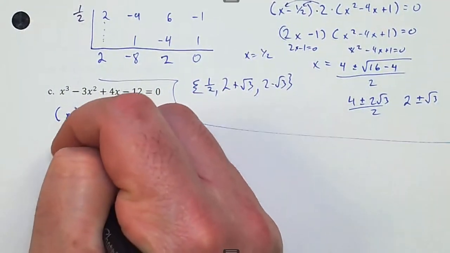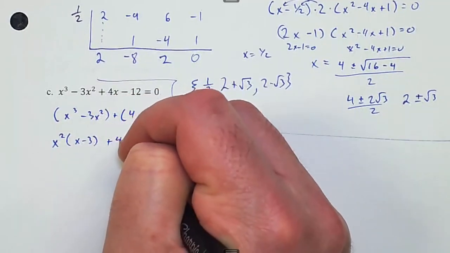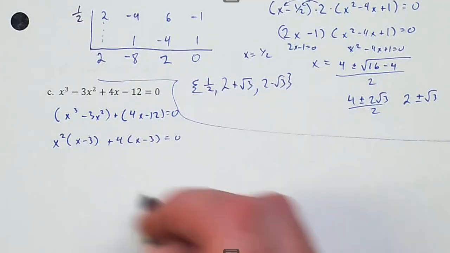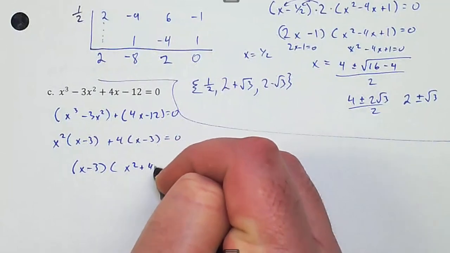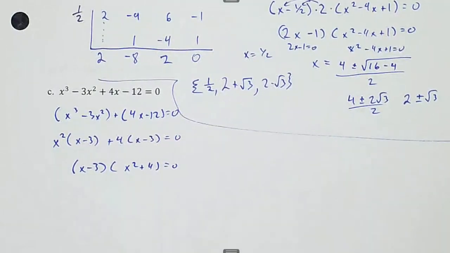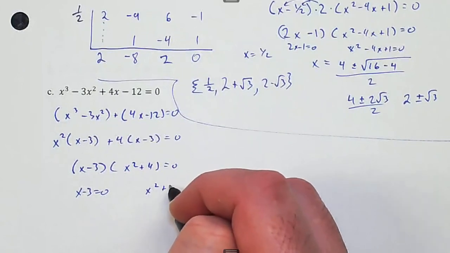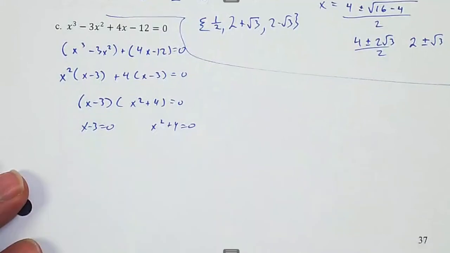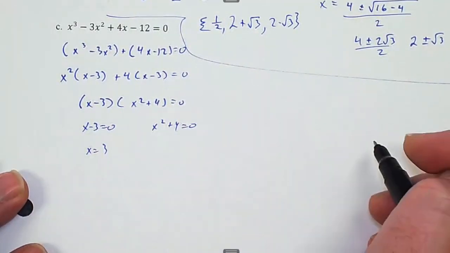All right, we'll factor out an x squared on the first group. And I'll factor out a 4 on the next group. Okay, and this gives me x minus 3 that's in common, and then x squared plus 4. I can set x minus 3 equal to 0, and I can set x squared plus 4 equal to 0. Because that's not a difference of 2 squares, because it's not a minus. This gives me 3. What about this one?